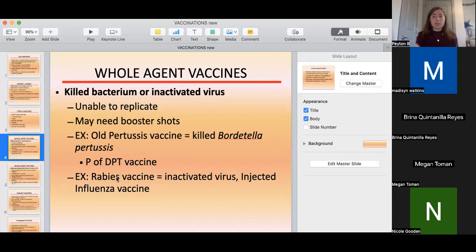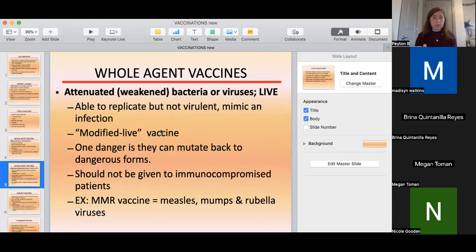Current whole agent killed vaccines are the rabies vaccine and the injected influenza vaccine. Again, not the nasal spray one, the injected influenza vaccine is a killed whole agent vaccine. Your other kind of whole agent vaccine is the attenuated or weakened bacteria or virus. It is alive, it's just a weakened version of the pathogen.